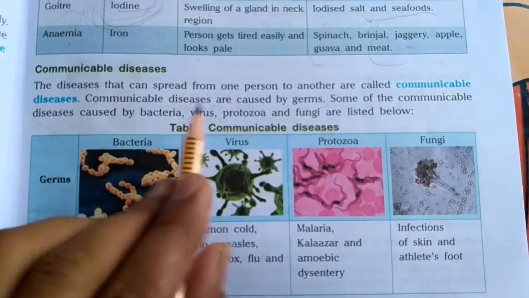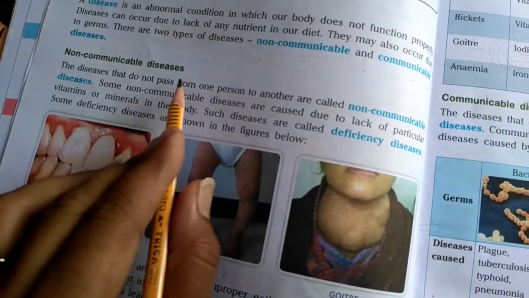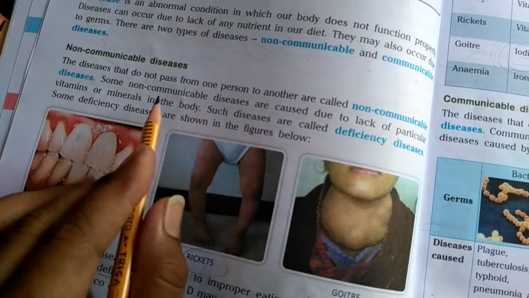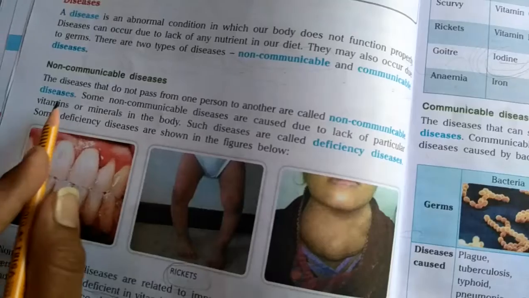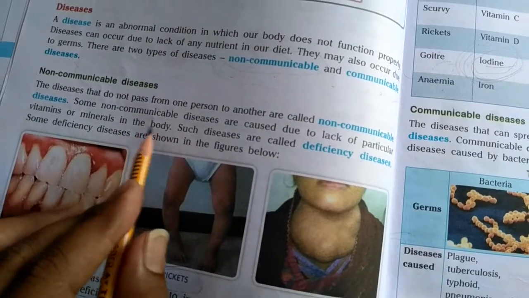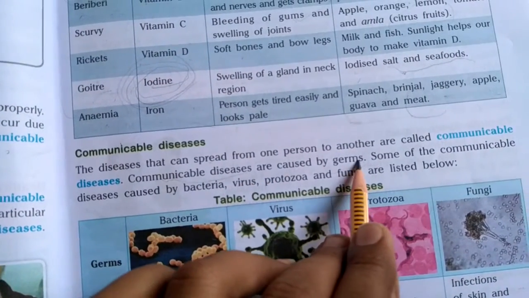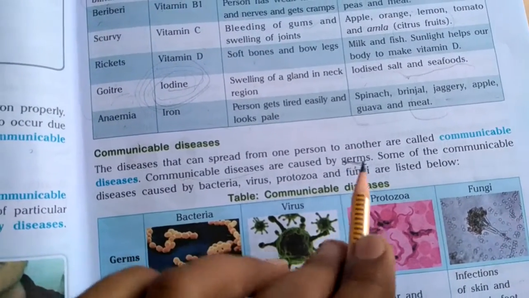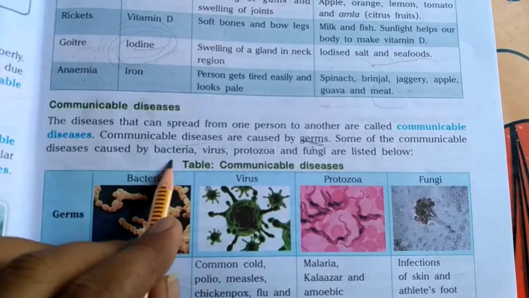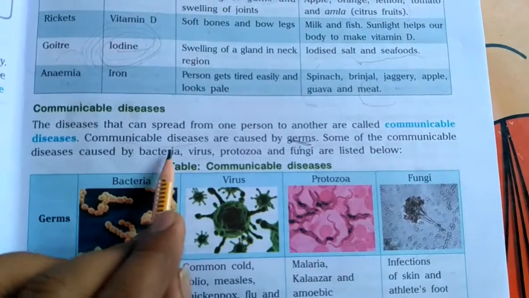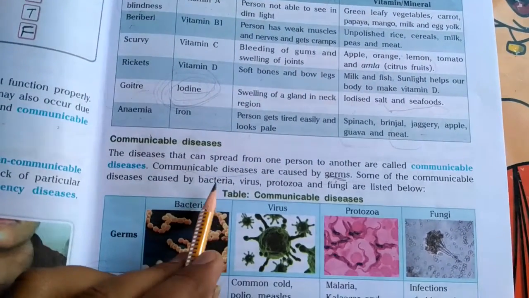So these communicable diseases are caused by germs, but in the case of non-communicable diseases or deficiency diseases, we have seen that they are caused due to a shortage of particular vitamins or minerals or nutrients in our body. Okay, but here we can see communicable diseases are caused by germs. Germs are the causing agents. Some of the communicable diseases are caused by, now these are the names of the germs. Four germs are given over here. Actually these are microorganisms which we call germs.